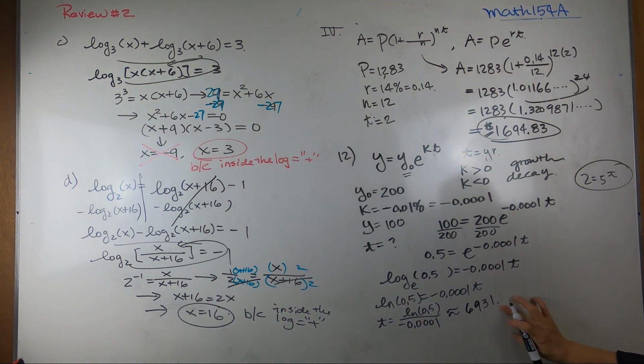6931.5, actually 4718. Use all your decimals, right? Let me double check this number, make sure it's correct, so you can check when you punch it into the calculator. So what's your answer? It asks you to round your answer to the nearest tenth of a year. So your answer should be about 6931.5 years, right?